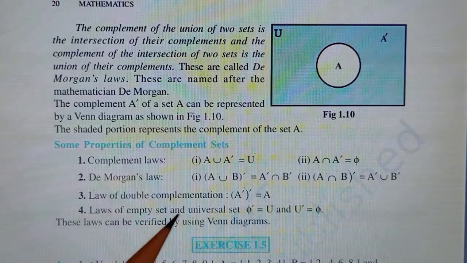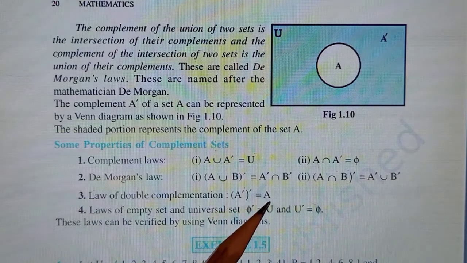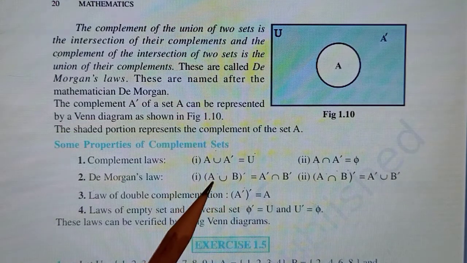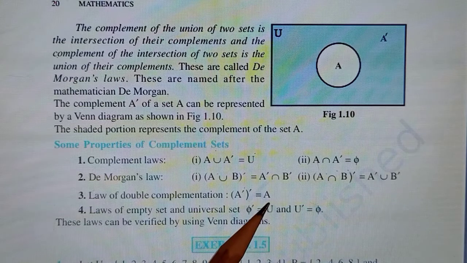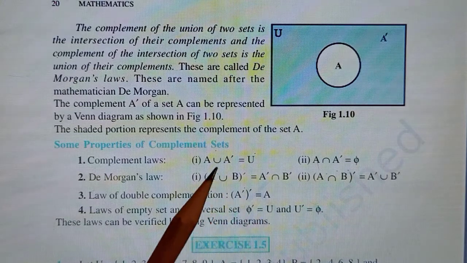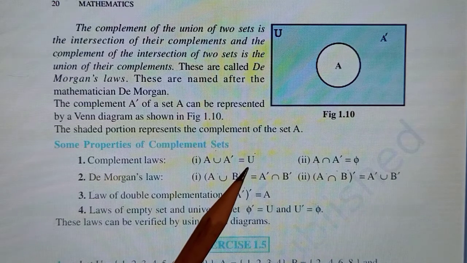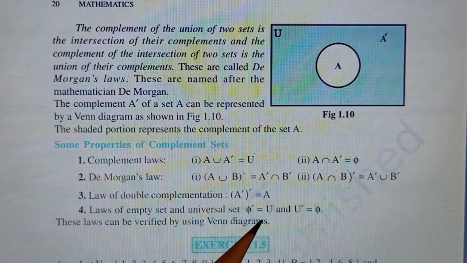Then the law of double complementation means the complement of a complement will give you the set itself. That is also quite obvious. See, A complement means other than A, all elements other than A. Then if you consider the complement of that, you will automatically get all elements of A back, keeping in mind that A and A complement only combine to give you the whole universal set. So the complement of a complement is back the set itself.